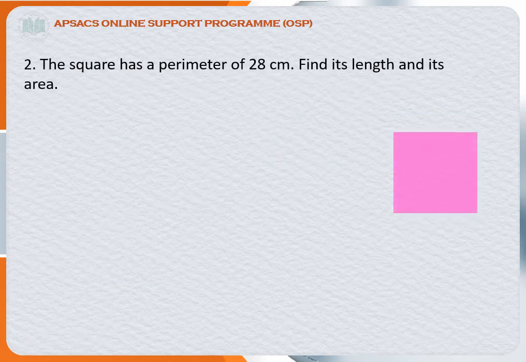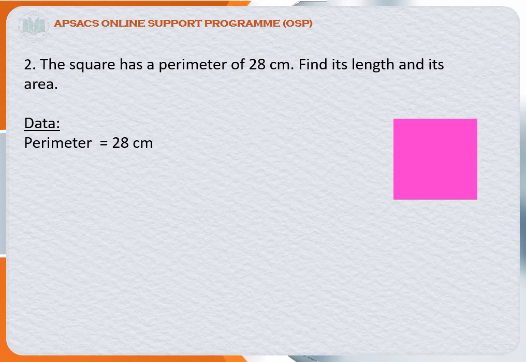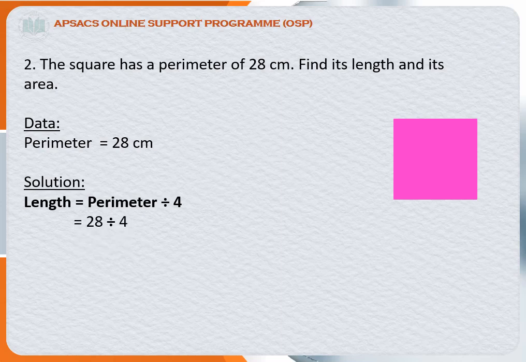Question number 2 is, the square has a perimeter of 28 centimeter. Find its length and its area. First we will write data, and in data perimeter equals 28 centimeter. Afterward we will put solution. In solution, first we will find out the length of the square. For this we will use length equals perimeter divided by 4. In place of perimeter I will write 28. Divide sign as it is, 4 as it is. After dividing I will get 7 and the unit will be centimeter.